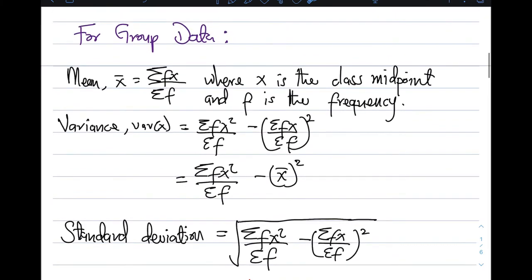For group data, this is the mean, where the x is the class midpoint and the f there is the frequency. The variance is also given as this. Then finally, the standard deviation is the square root of the variance. So like I said, this lesson is mainly on the single data values.